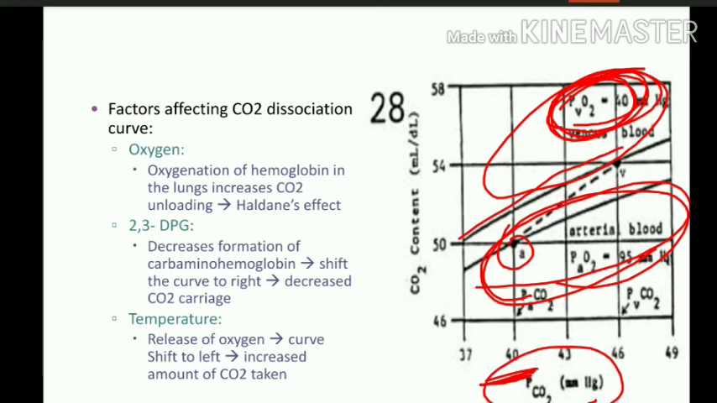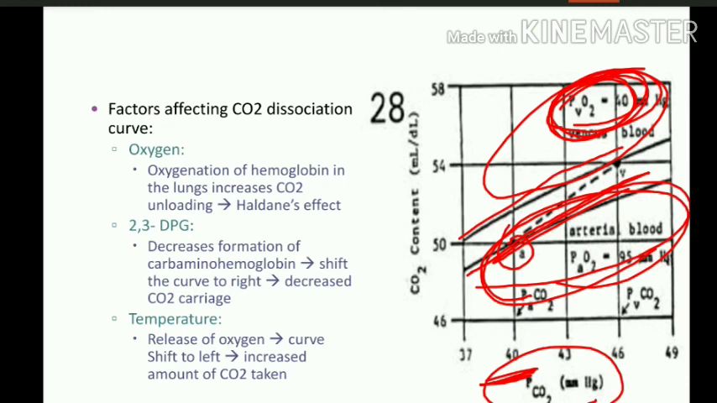The advantage of the shift of the carbon dioxide dissociation curve: because of the shift of the carbon dioxide dissociation curve as well as the Haldane effect, double the amount of carbon dioxide is released from the blood to the pulmonary alveoli, and double the amount of carbon dioxide is released from the blood in the lungs.